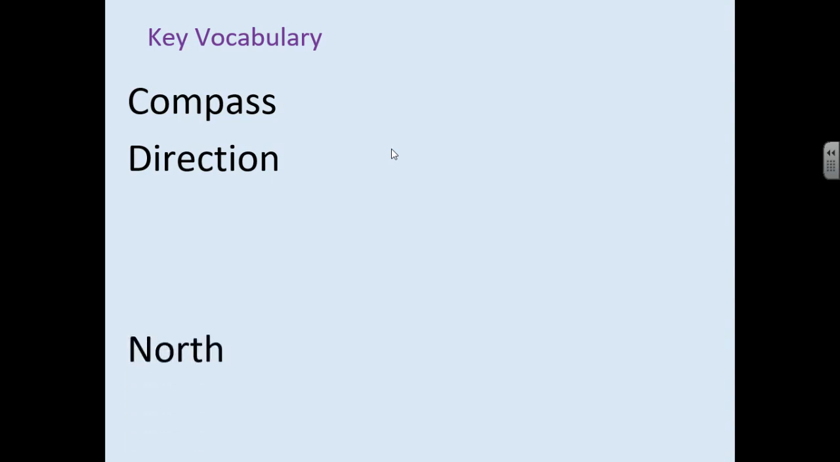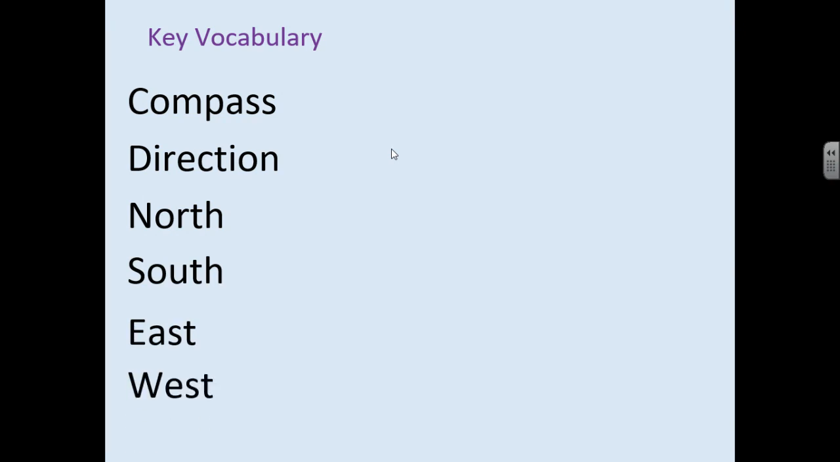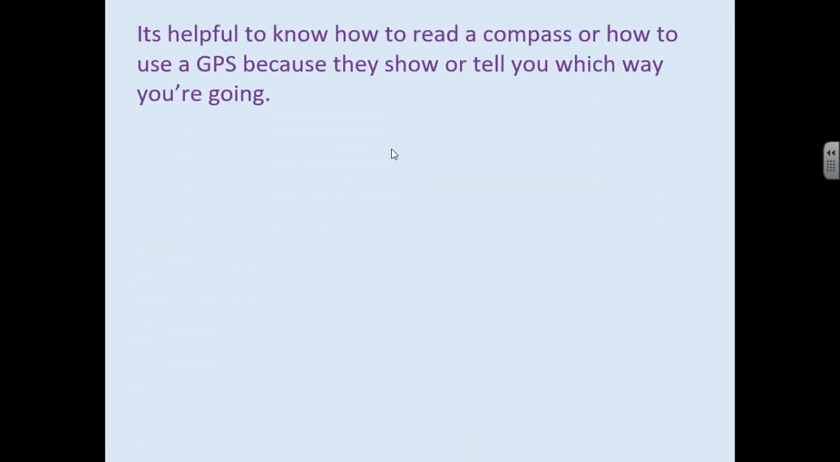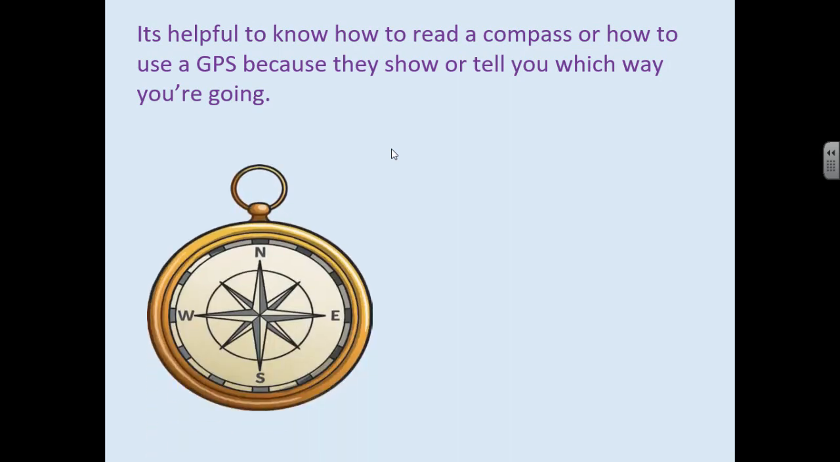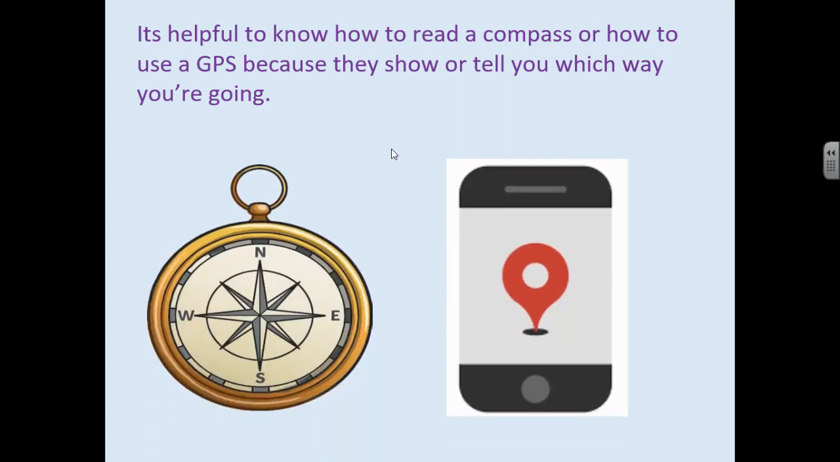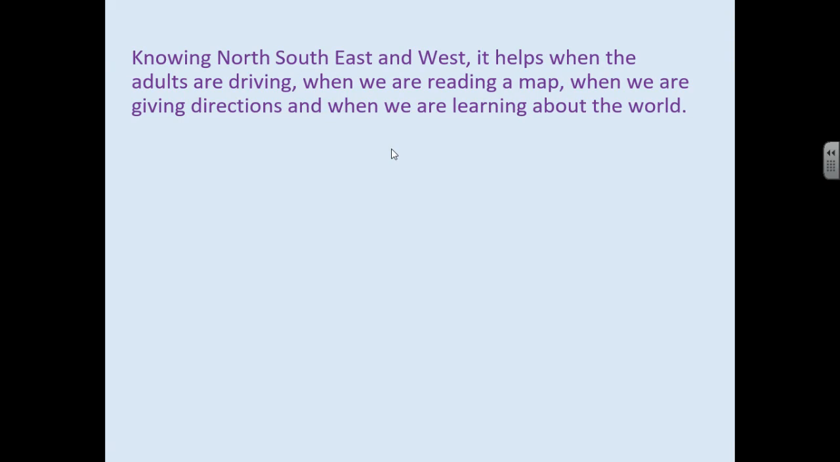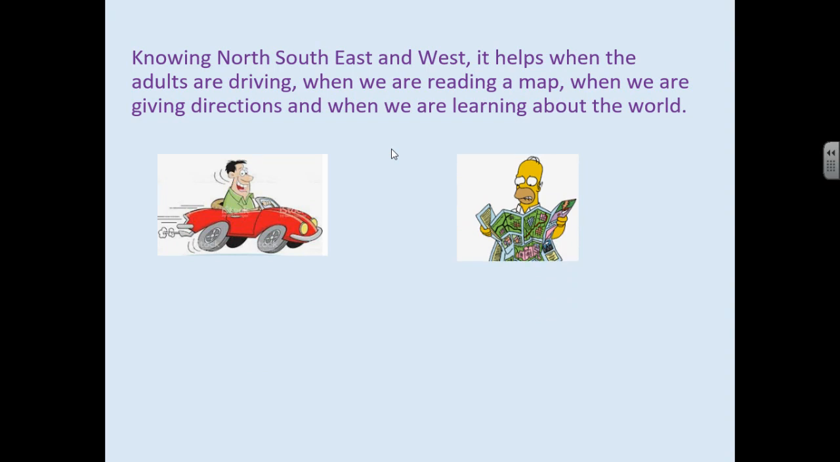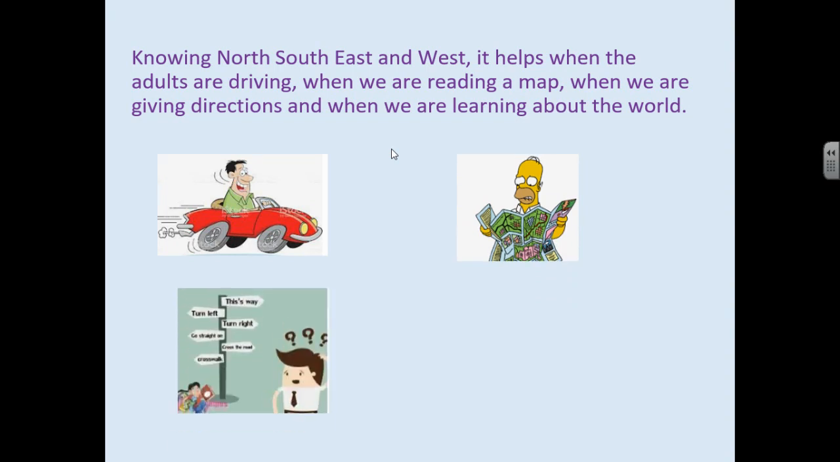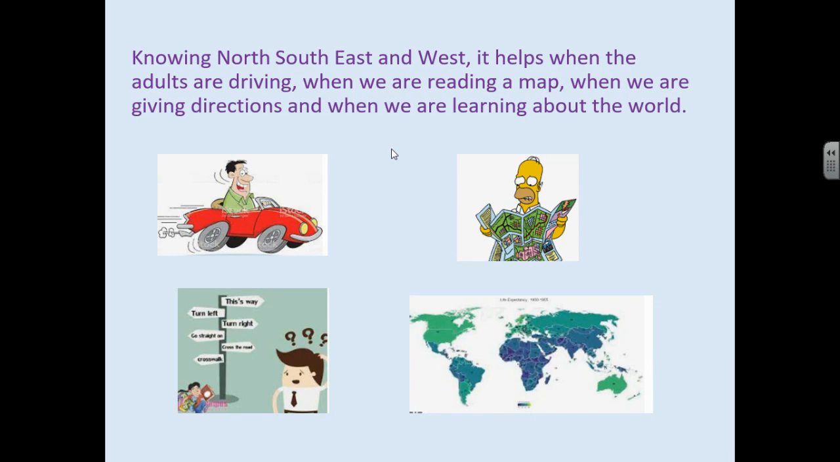Let's have a look. Right, please repeat the key vocabulary after me and see if you remembered your compass directions. Compass, direction, north, south, east, west. It's helpful to know how to read a compass or how to use a GPS because they show or tell you which way you're going. Knowing north, south, east and west is helpful when the adults are driving, when we are reading a map, when we are giving directions, and when we are learning about the world.